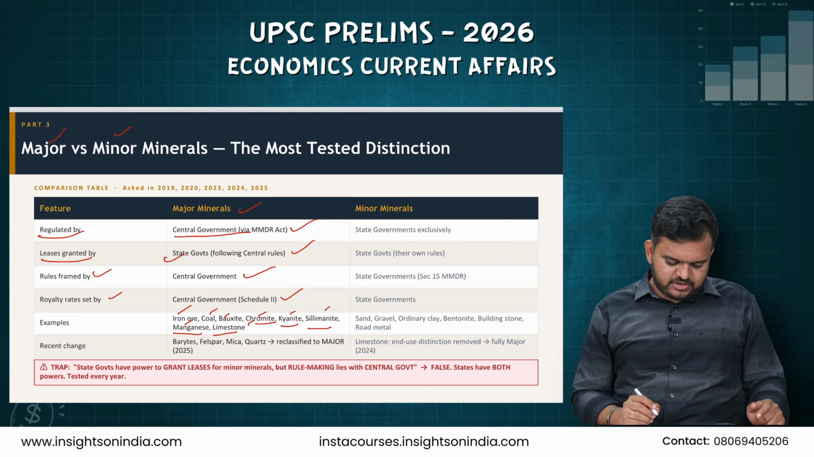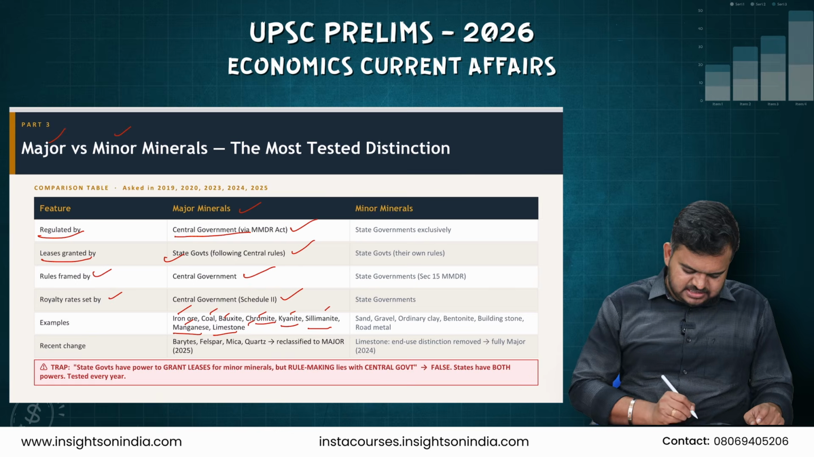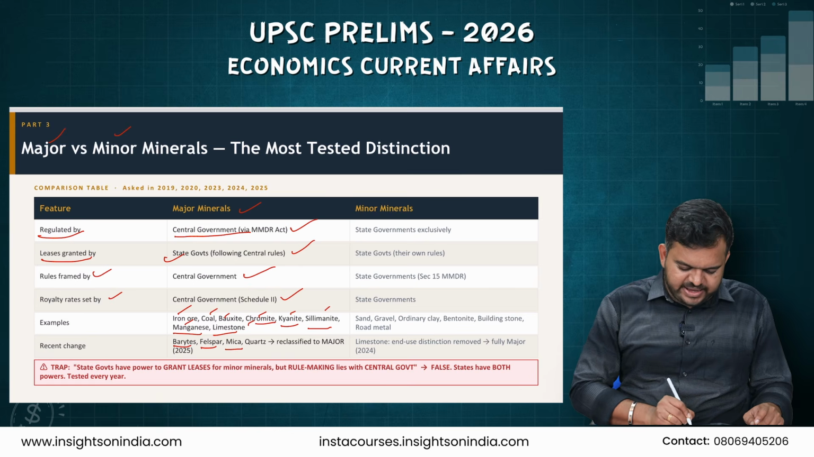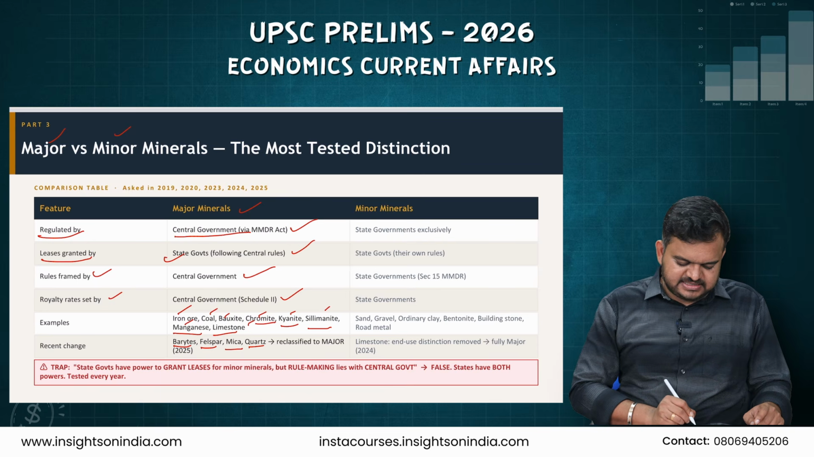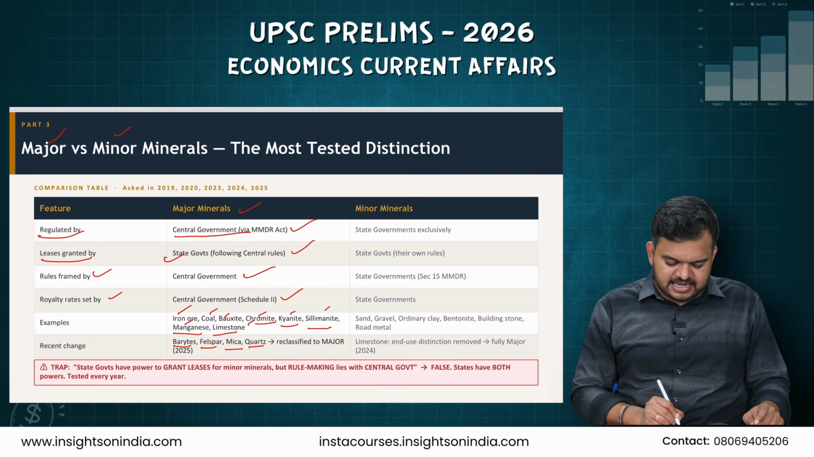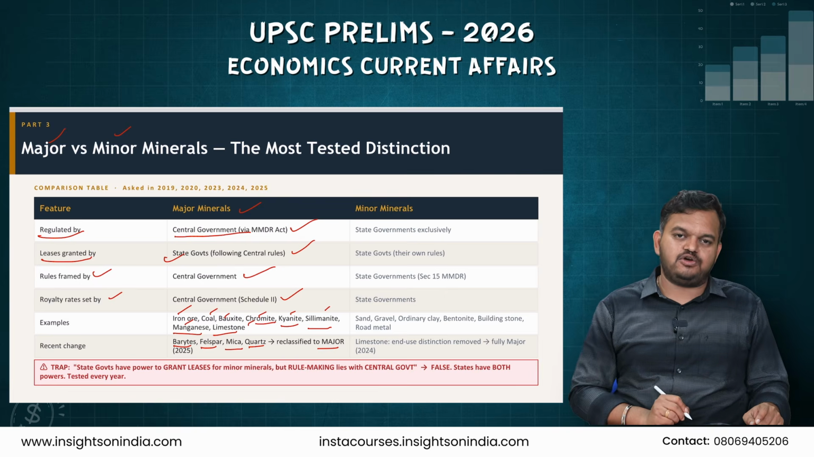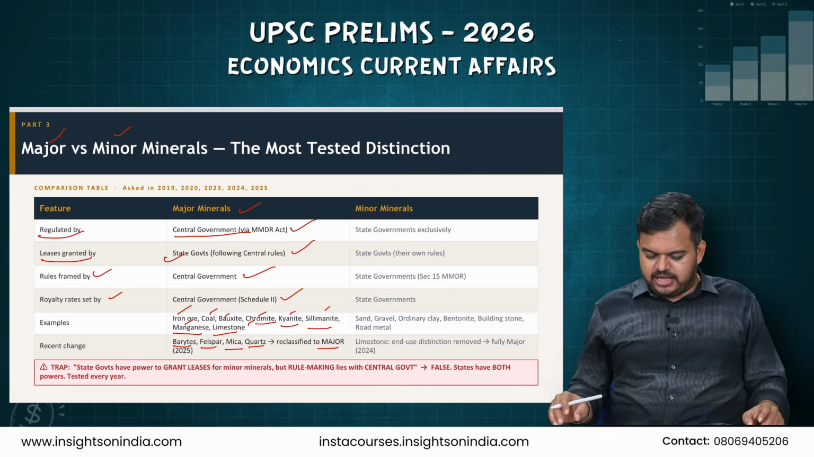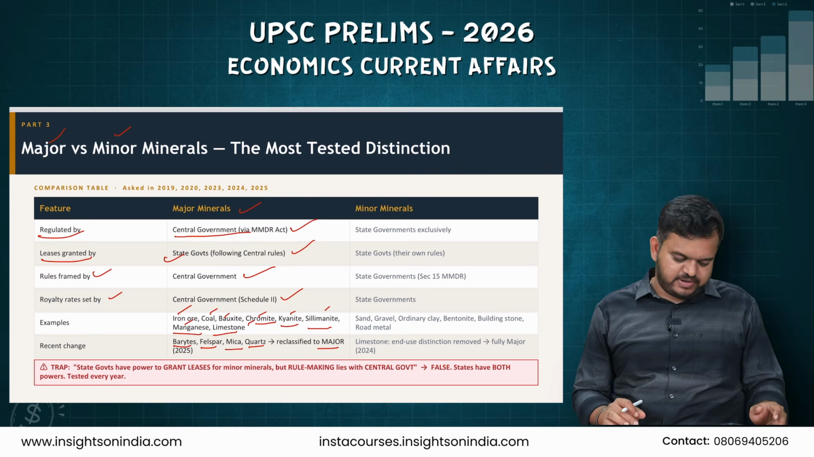When you talk about minor minerals, okay, one more thing, recent changes: barytes, feldspar, mica, quartz. Remember, barytes, feldspar, mica, quartz. They are classified as major minerals. That is in 2025. Again, the second layer of question is what are the advantages of these minerals?